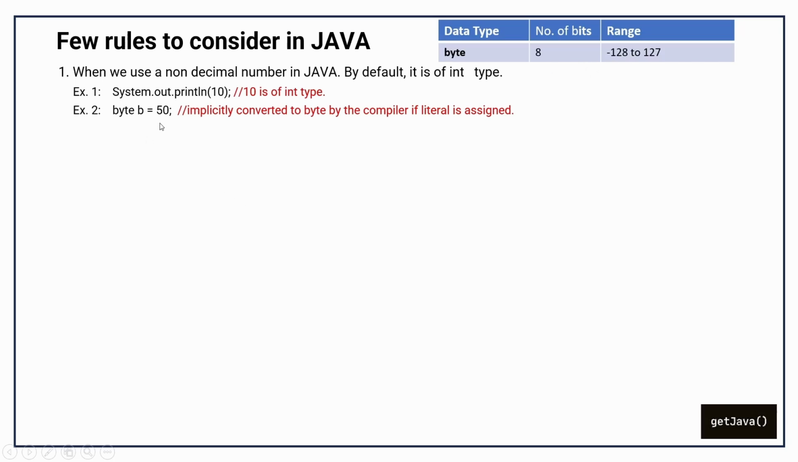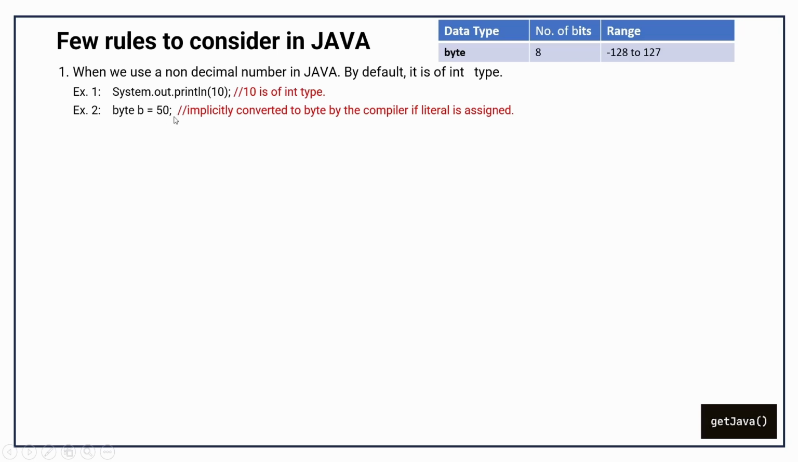So the compiler will convert this int data type to byte data type implicitly, and we don't have to convert it manually. Although this 50 is of int data type, which is a bigger data type compared to byte, the compiler is smart enough to check the range of byte data type, which is from -128 to 127, and it will see that yes, byte can accommodate this literal value 50. So implicitly, it will convert it from int to byte data type.